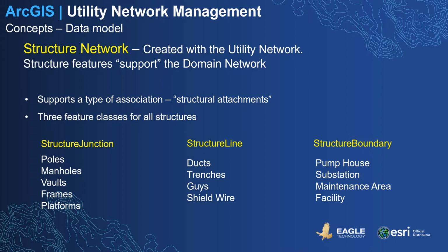Structure lines are linear features that carry a resource. The structure lines can contain other structure lines that contain operational lines. So think of it as a trench with ducts that contain cables. Structure boundaries are polygons, and these contain other structures, devices, lines, and assemblies. So the structure network supports associations for a structural attachment or containment.